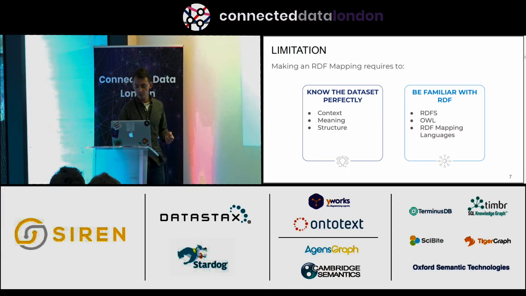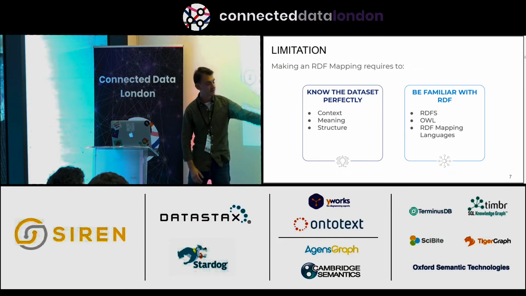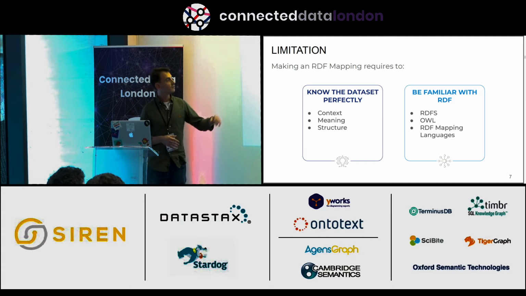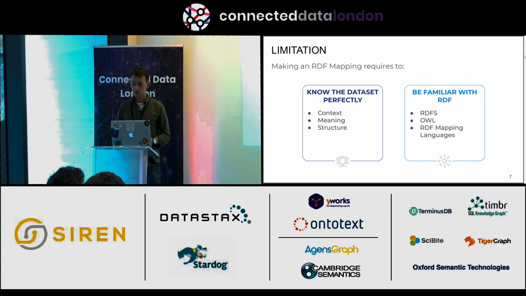If we take the previous example, it's quite easy because it's a really simple dataset. But when we are translating a dataset from the transportation domain or health domain, for example, it can be harder. And you have to have a completely different skill, which is to be familiar with RDF technologies. So what is, for example, RDFS, what is OWL, and of course, how to use RDF mapping languages.